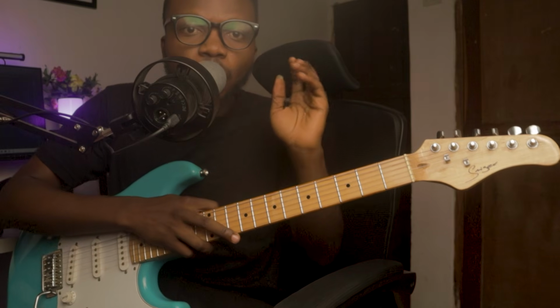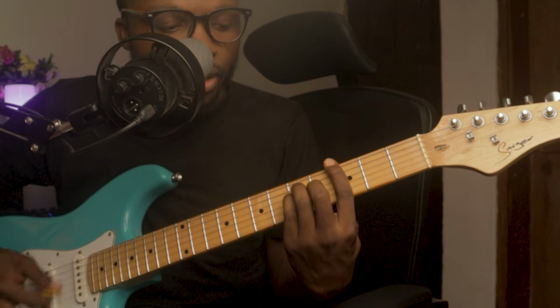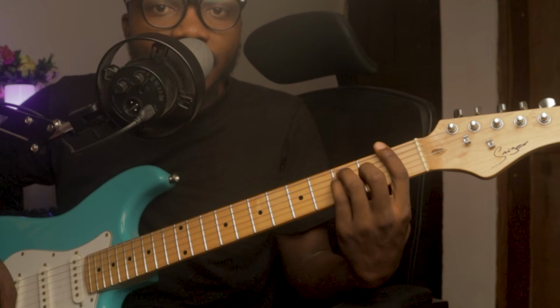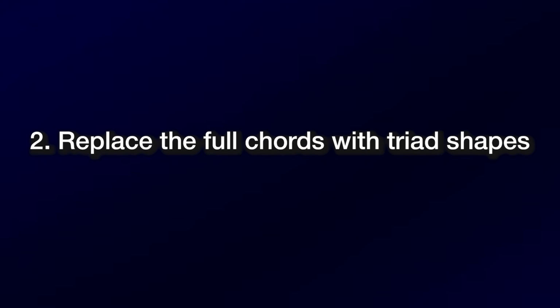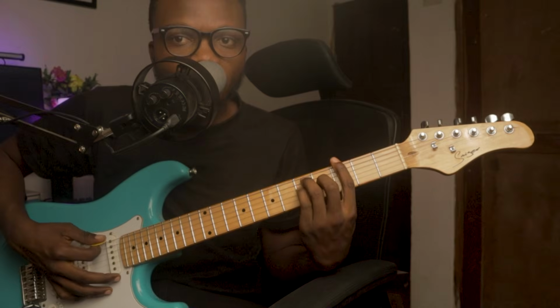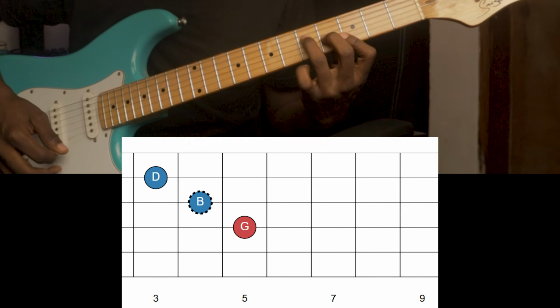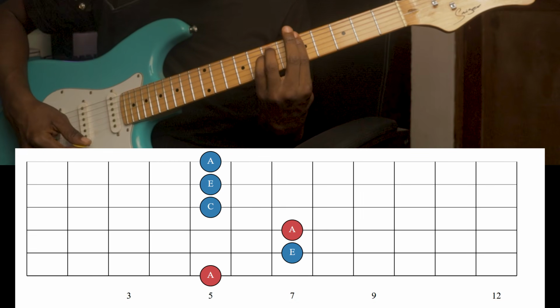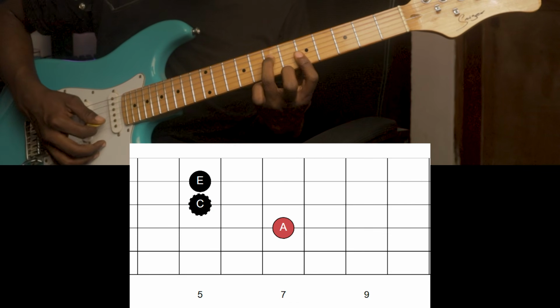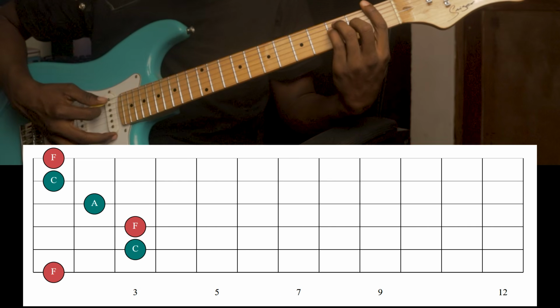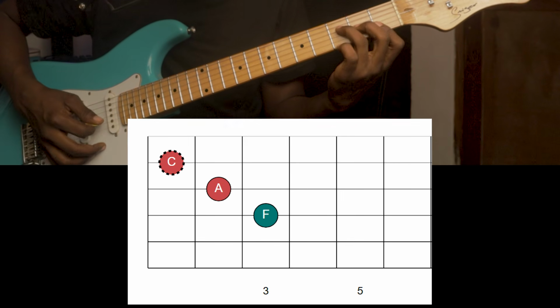The next thing we are supposed to do, instead of playing these chords like this, we're going to use triad shapes to play them. So instead of playing your G like this, you can play this triad shape like this. Instead of playing the A minor shape like this, you can play it like this. And instead of playing the F like this, you can play it like this.